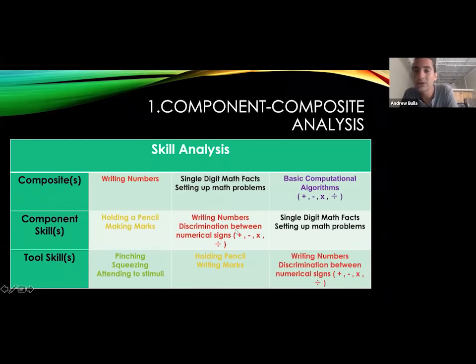But we may have a learner that's a little bit higher in their academic repertoires. So for them, the composite skill is basic computational algorithms. We're building the component skill of single-digit math facts and setting up math problems. And a tool skill for them is writing numbers and discriminating between numerical signs. So notice how, depending on the learner and their repertoire, these skills can function as either components, tools, or composites.